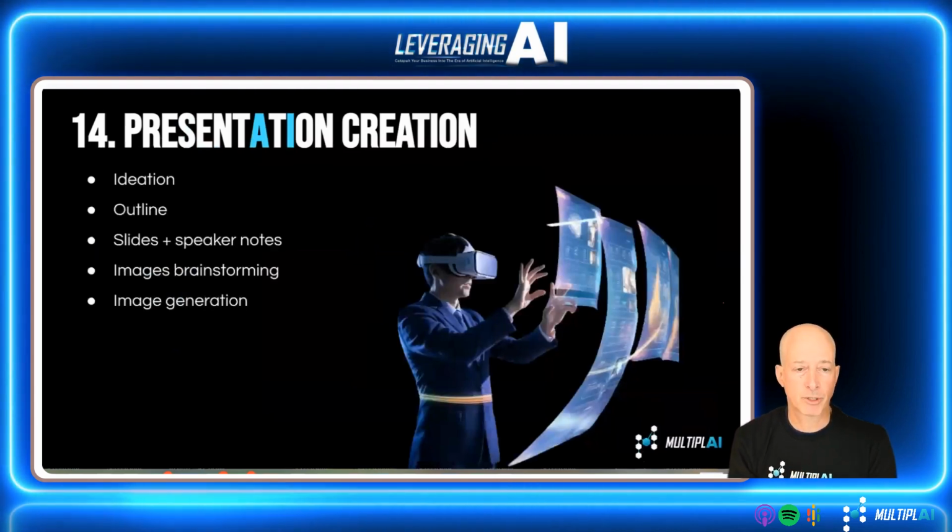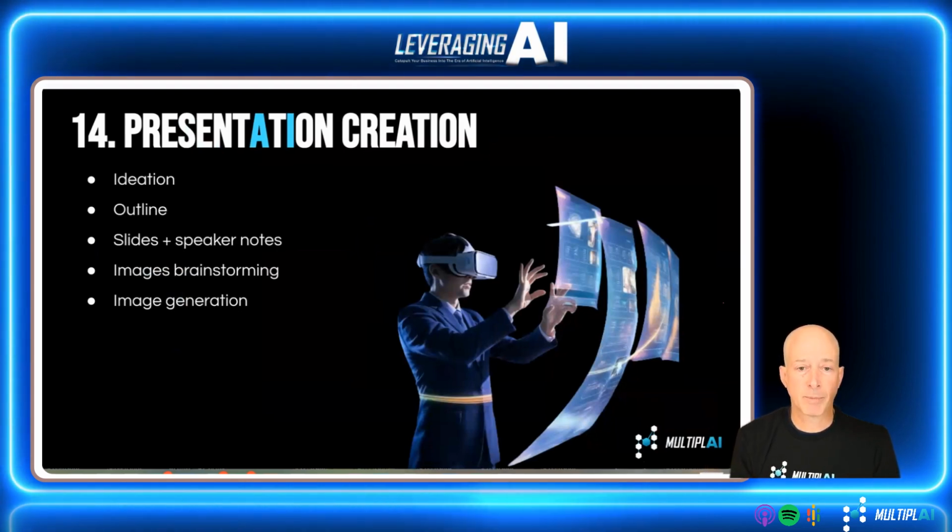Presentation creation. So all of us need to create presentations regardless of what we do in the business. Sometimes it's for reporting, sometimes it's for sales and so on. Now, to do presentations, you first of all need ideation. You need to figure out what the presentation exactly is going to be about. You need to create an outline. You need to define what's actually going to be in the slides and the speaker notes and so on. You need to think about what needs to be the images for each slide, and you need to create the actual images. Now, you can do that with ChatGPT.